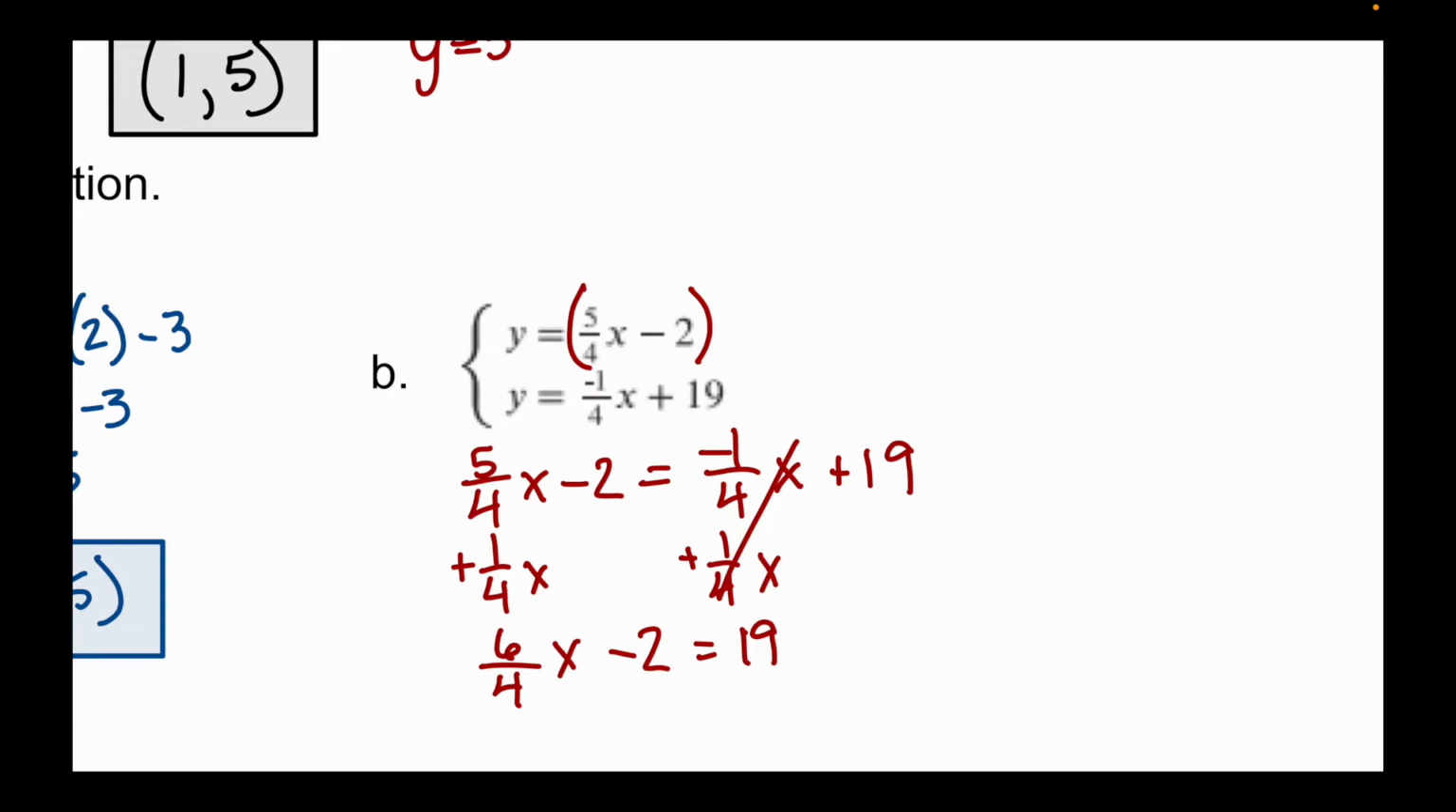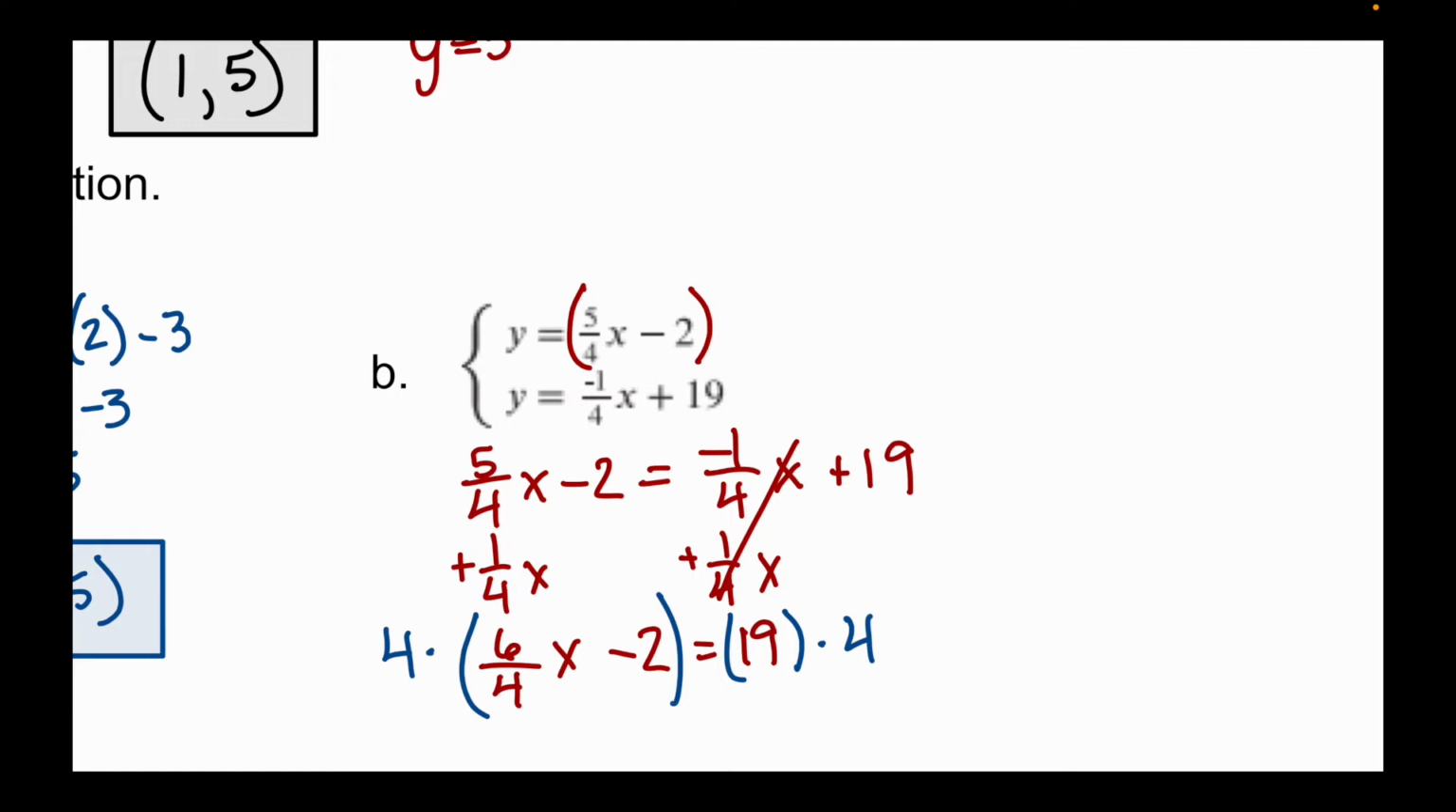So let's multiply everything here by 4. I guess I'll show that with blue. So this whole side by 4, and the 19 by 4. So with the 6 over 4x, it is not going to change the 6 at all. It is just going to get rid of the 4 in the denominator.